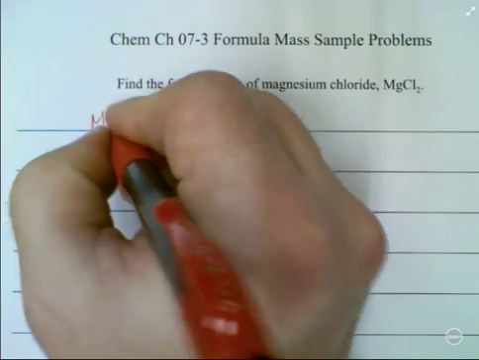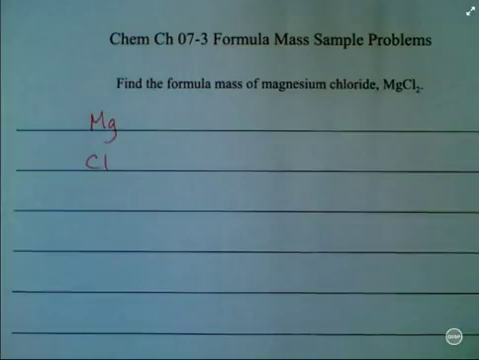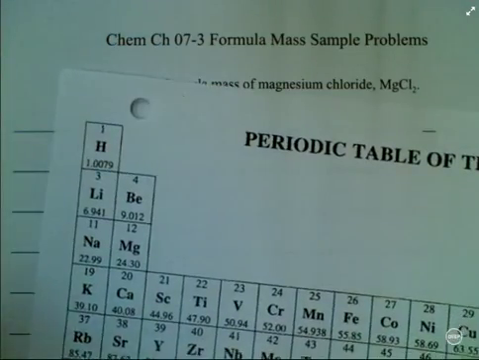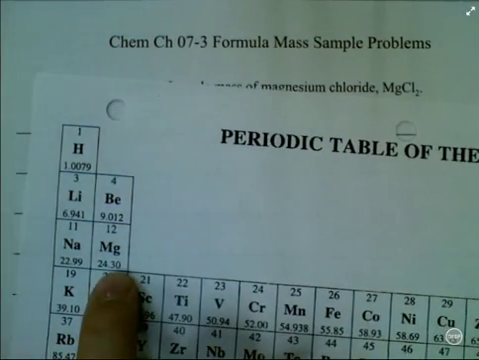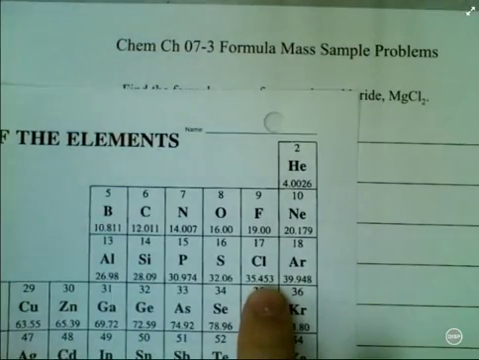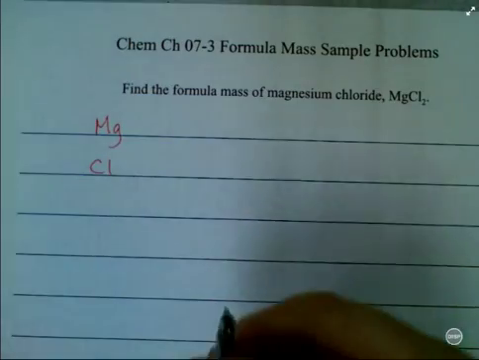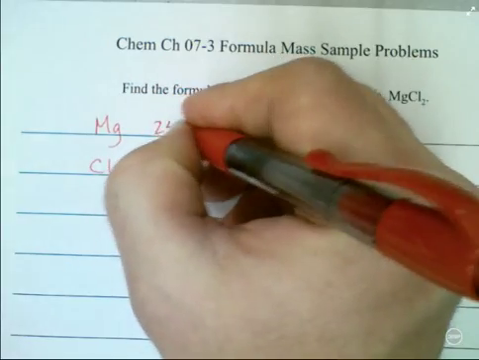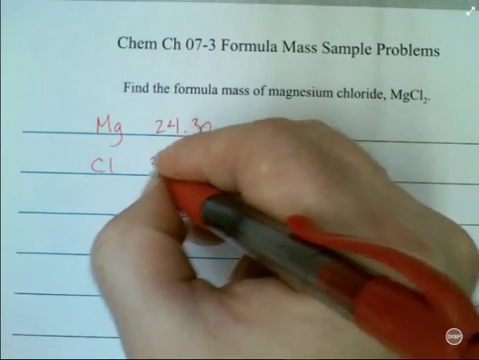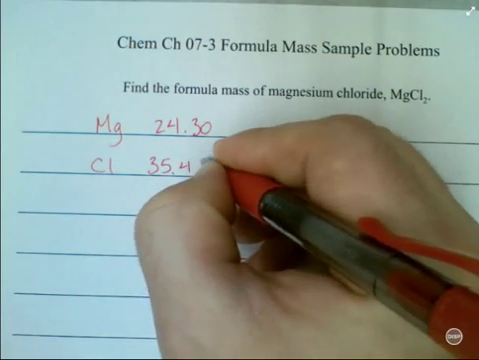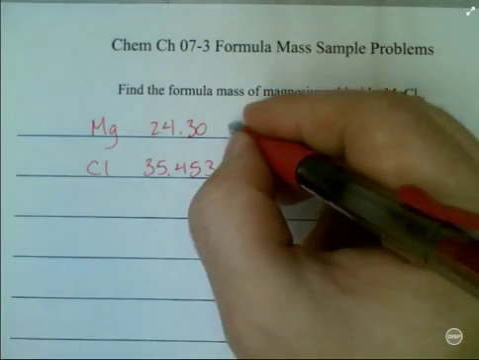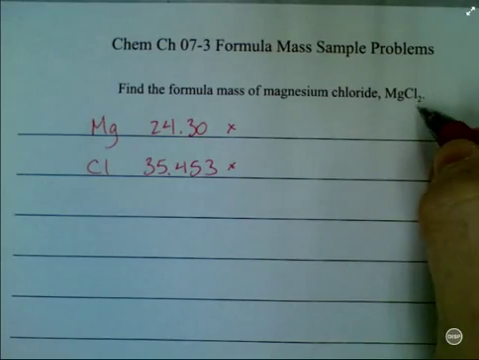First step, I need to go through and identify each element I have present. Next step, go to your periodic table and identify the average atomic mass of each of the elements present. So I have magnesium and chlorine. Magnesium has a mass of 24.30. Chlorine has a mass of 35.453.